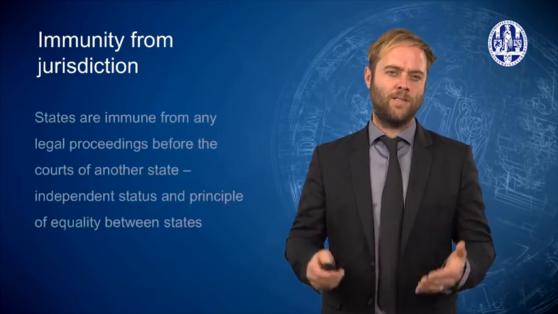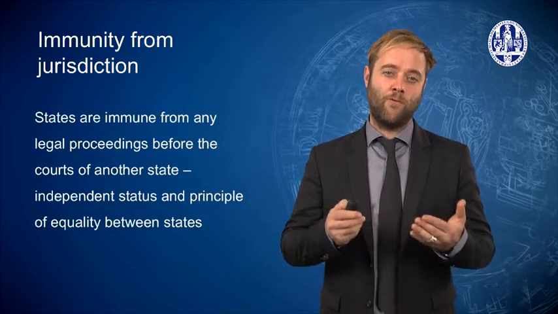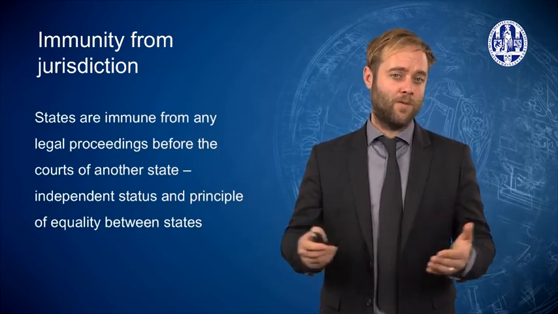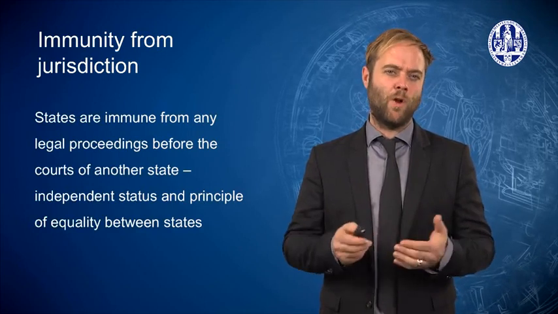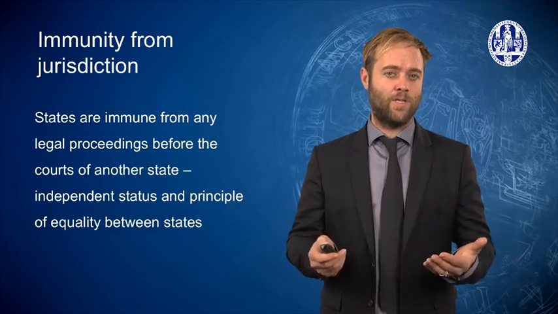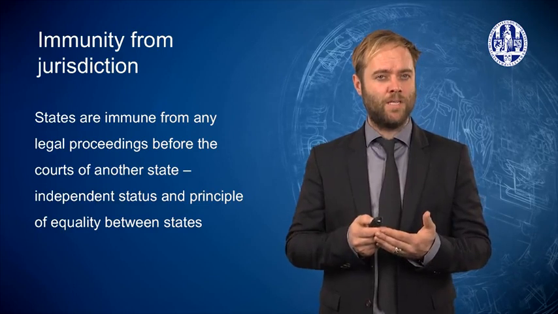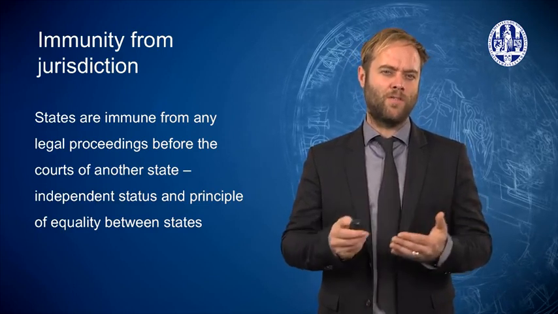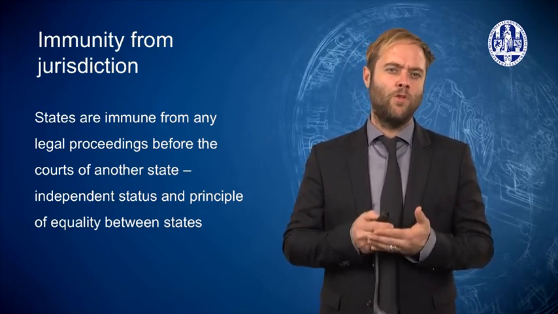State immunity in fact covers two types of immunities. First, immunity from jurisdiction can be relevant. Immunity from jurisdiction implies that a state is immune from proceedings in foreign national courts because of the independent status and the principle of equality between states. As a result, states are immune from any legal proceedings before the courts of another state, and consequently no claim can be brought against them.